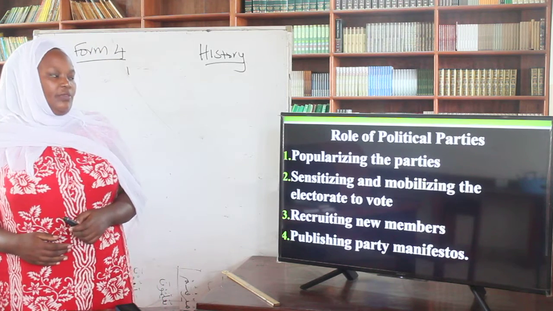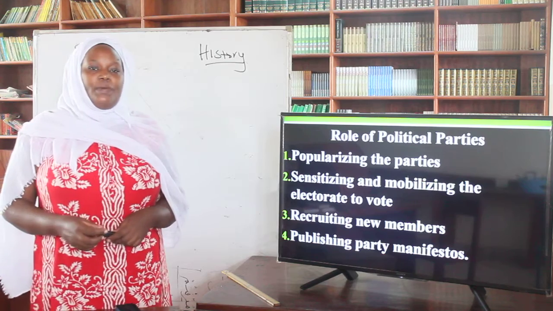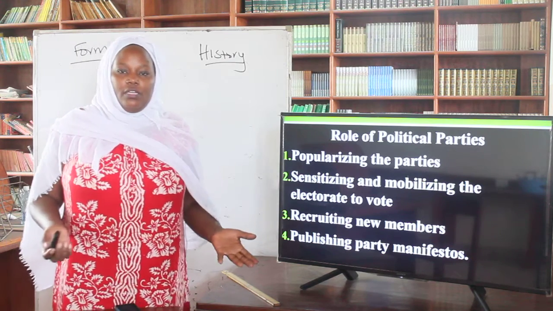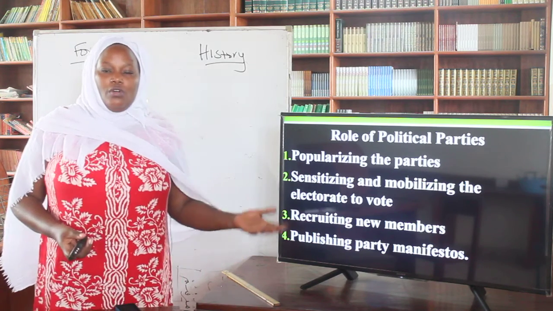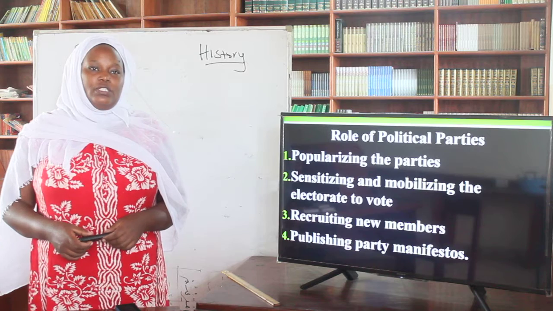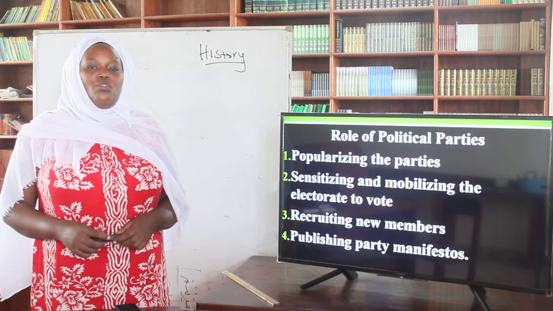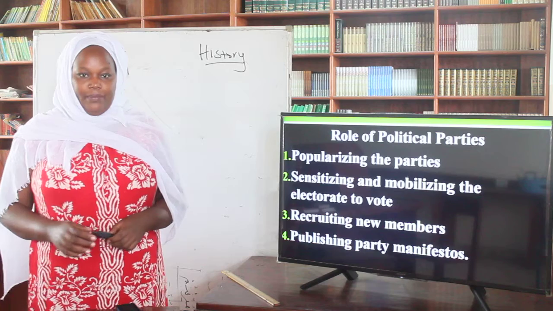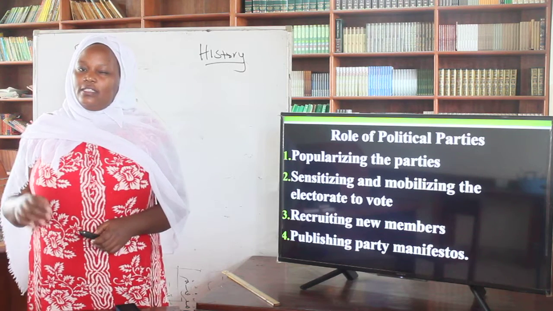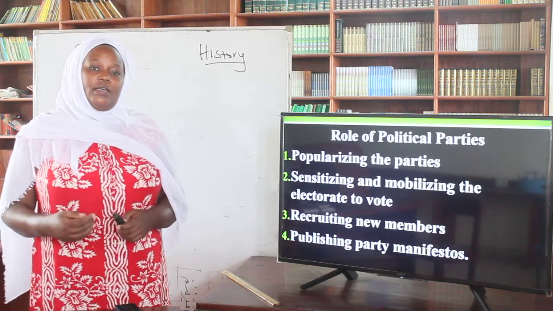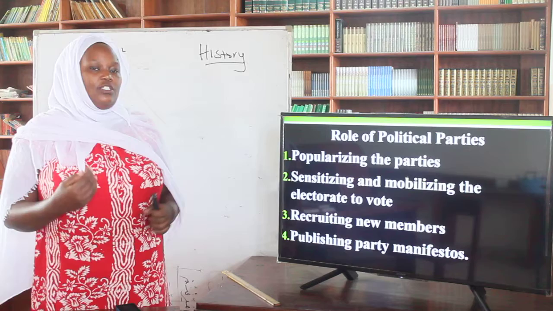So in Britain, we have said there are several political parties. What is their role? Are they just there for people to fight using them, or what is the role of these political parties? One, they popularize their party, and they mobilize the electorate to vote.